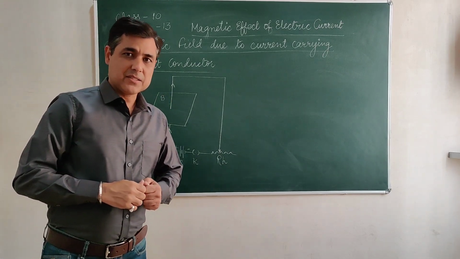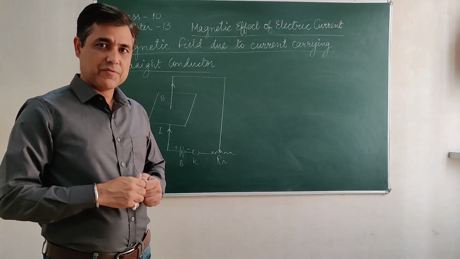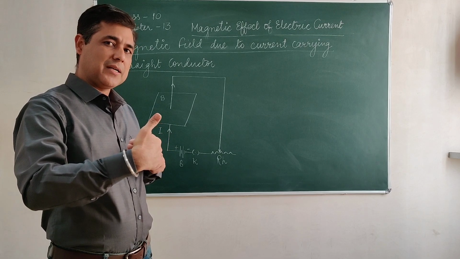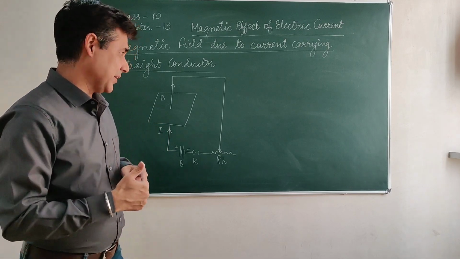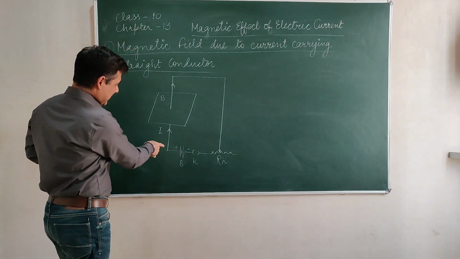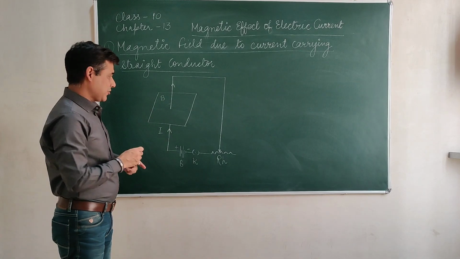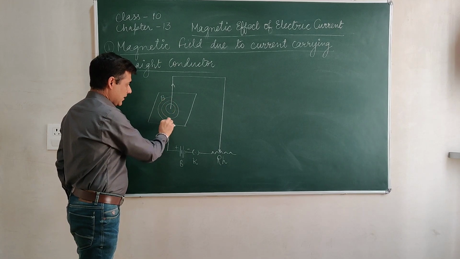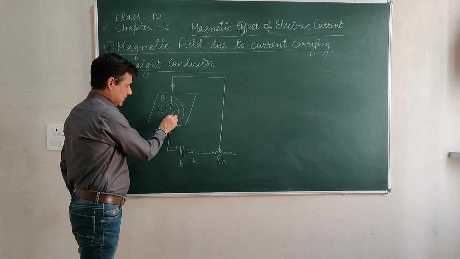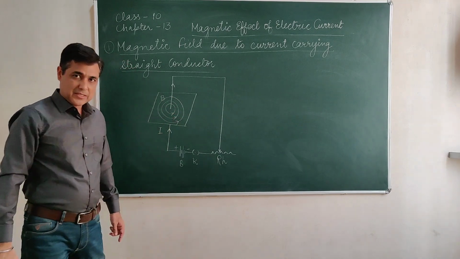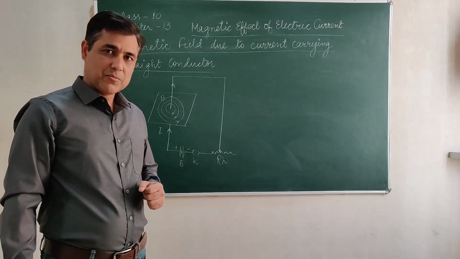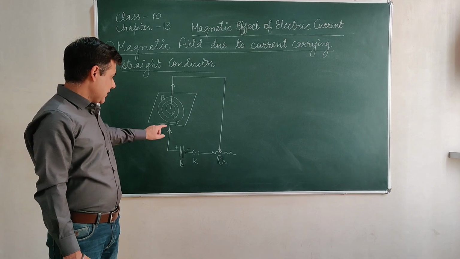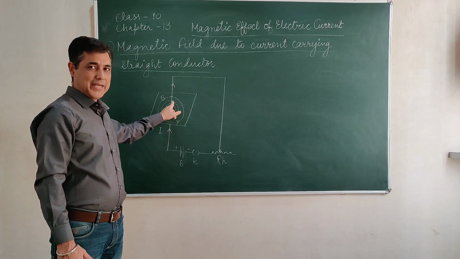So applying the right hand thumb rule, when the direction of current is upward, which is shown by the thumb, the fingers encircling the conductor will show the direction of magnetic field. The direction of current is upward, as we can see over here. So the direction of magnetic field will be anti-clockwise. So what we have seen by applying the right hand thumb rule is that if the direction of current is upward, as shown in this diagram, the direction of magnetic field will be anti-clockwise.